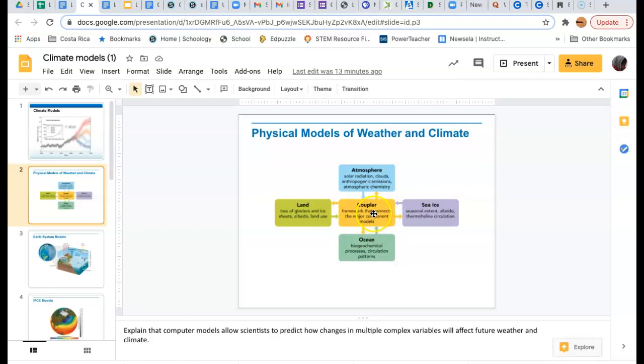And most of the models use what they call a coupler. That is a program that allows those different variables to interact together and balance each other out. The difference between weather and climate models is about time. Remember, I said climate, we're talking about a long period of time. Weather, we're talking about day to day, hour to hour, right? But climate, we're talking about long term.